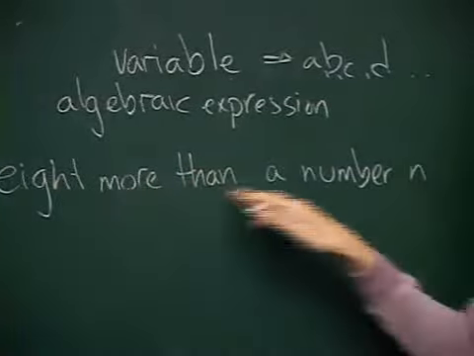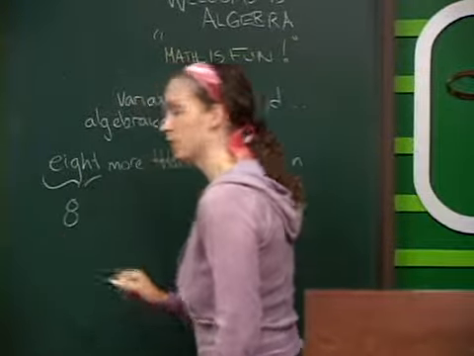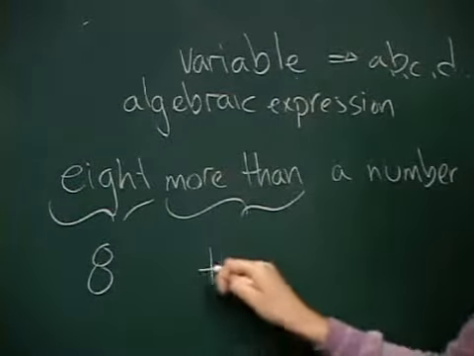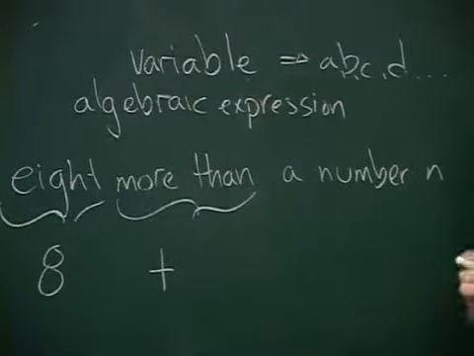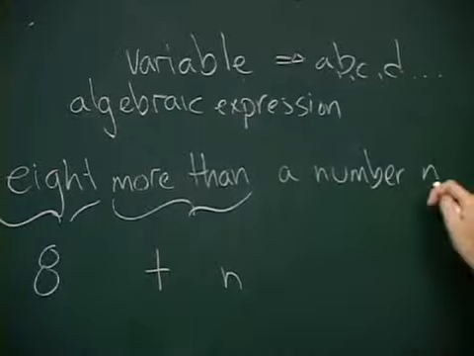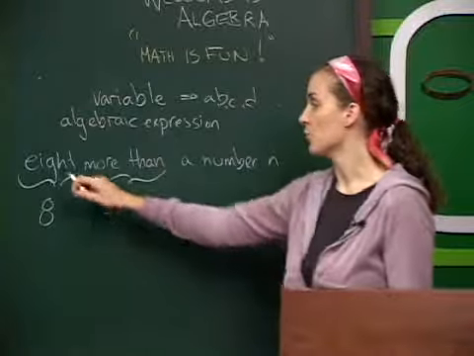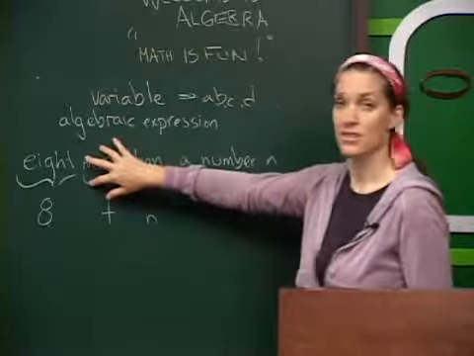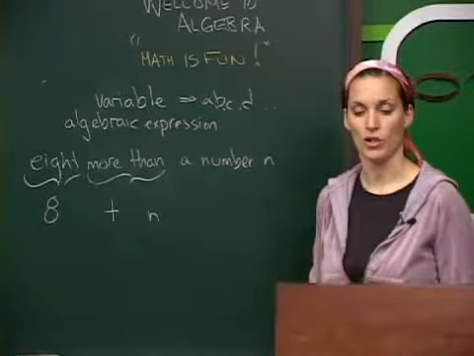Now if we look at this, 8 more than a number n, this is the number 8. More than implies addition. So it's 8 more than a number n. You don't know the value of the number, so you just give it a variable, and we're going to give it the letter n because it says so there. So 8 plus n is equal to 8 more than a number n. This is the verbal expression, and this is the algebraic expression.